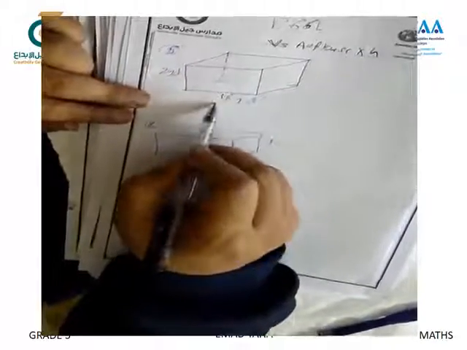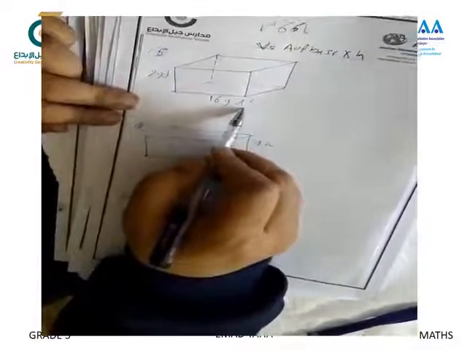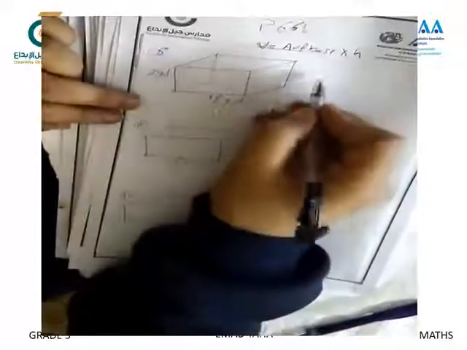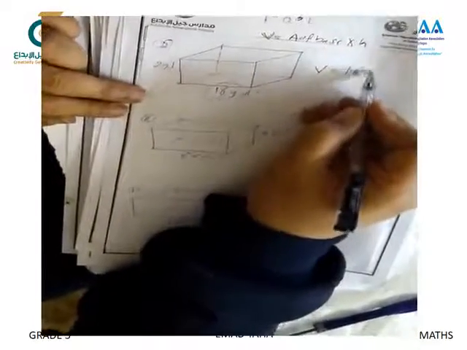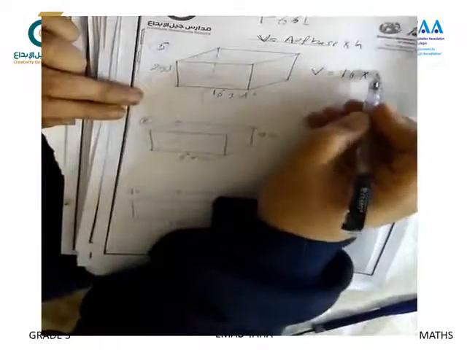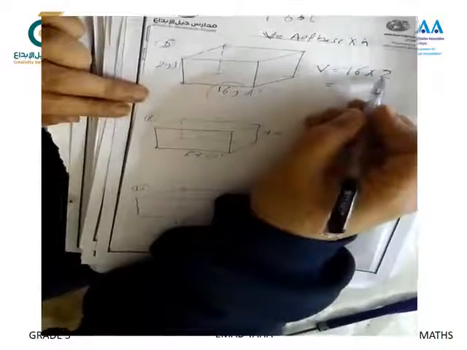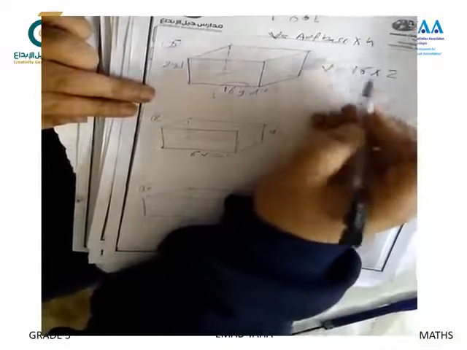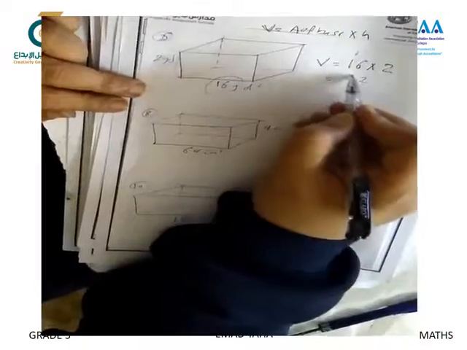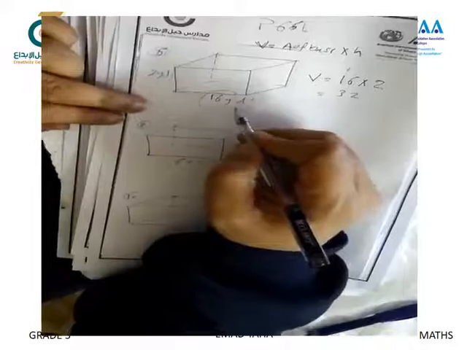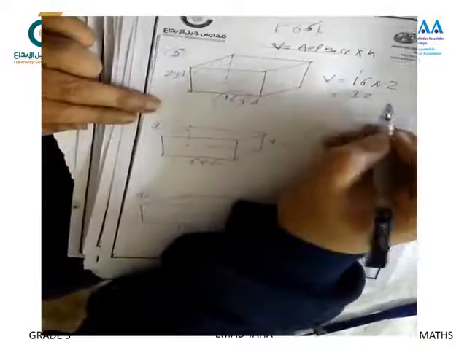Number 5, what is the volume of prism? The area of base equals 16 square yards and the height equals 2 yards. Volume equals area of base, 16, times height, 2. So 16 times 2: 2 times 6 is 12, 2 and up 1. 2 times 1, 2 plus 1 equals 3, so 32, and the unit of volume is cubic yards.